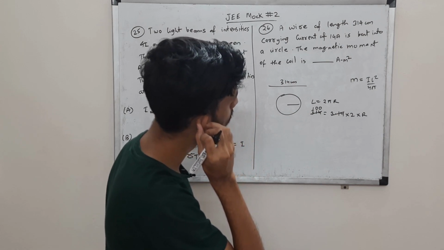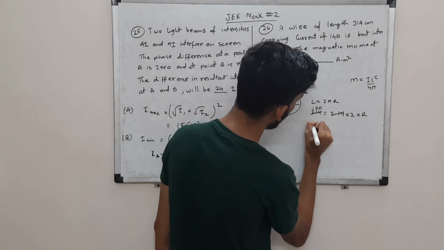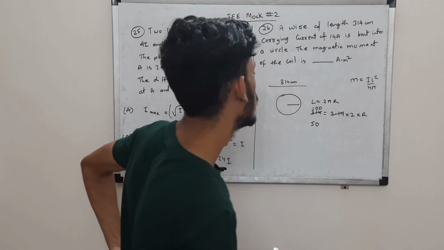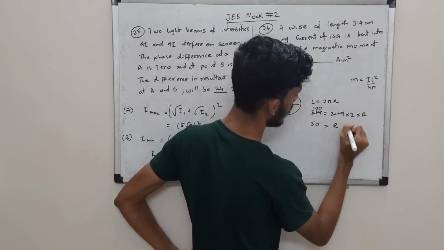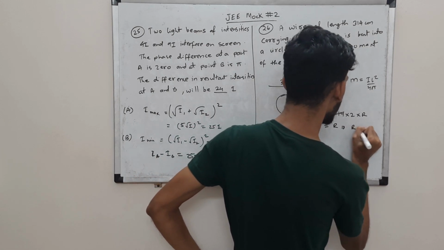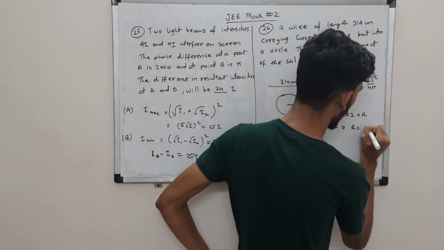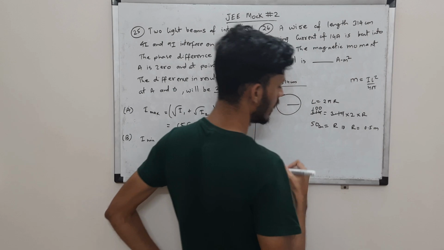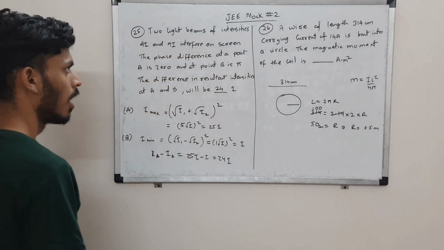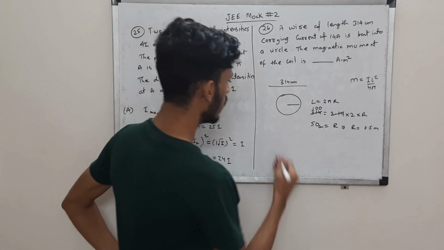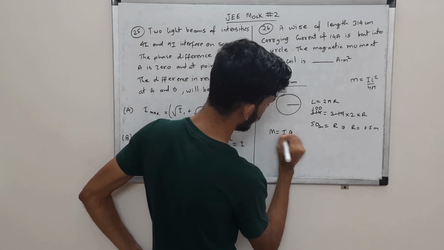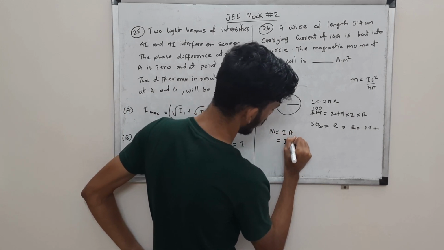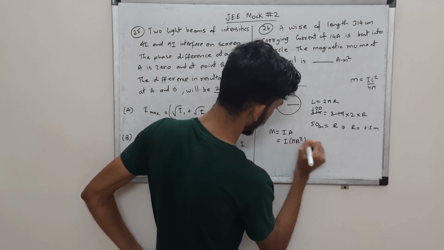Then 100 by 2 is 50, right? And this is in centimeters, so 50 centimeters is the radius, or we can write it in meters. This is in centimeters, so 0.5 meter, half a meter, is the radius. And the magnetic moment is basically given as m is equal to I a, and here we'll have pi r square, the area of a circle.